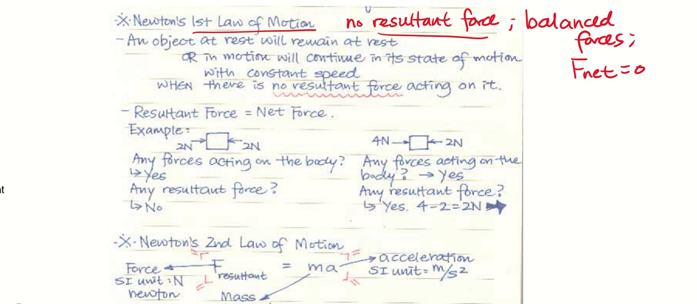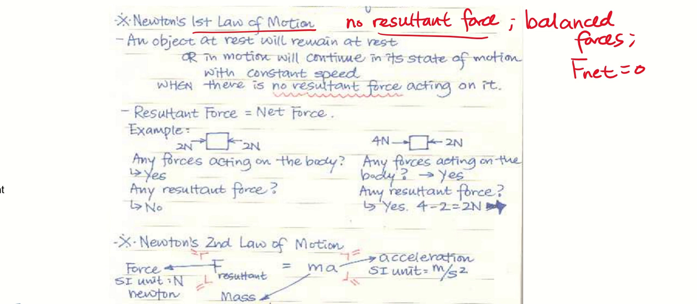When we say that there is no resultant force, it doesn't mean that there is no force acting on it. It just means that the forces are all cancelling each other out, such that there is no net force, no resultant force, or F net is 0. So what is the effect on the motion of the object? There are two cases. It depends on whether the object is initially at rest or already moving. So we touch on the first case first.